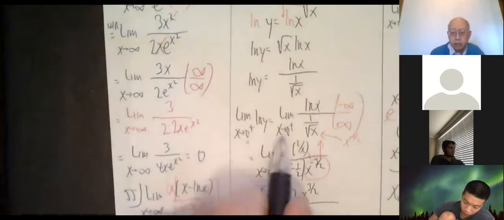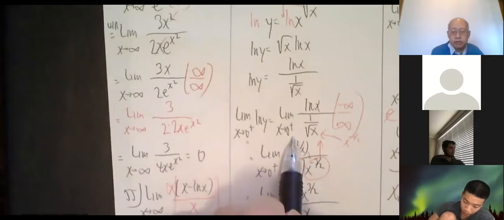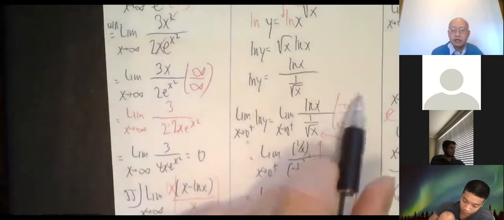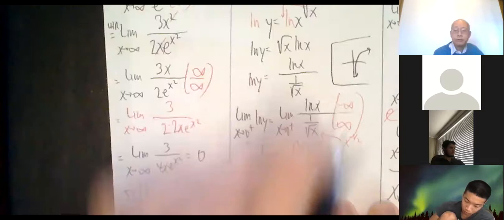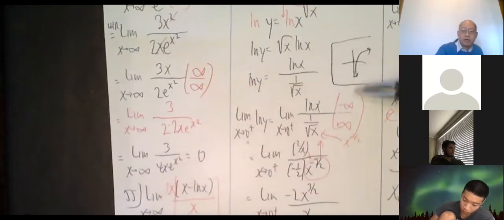Okay. So this is going to be infinity over infinity. When x approaches 0 from the right, you plug in 0.01, 0.001, 0.0001. The natural log drops to negative infinity. You might recall from the graph of natural log, it looks something like this. So when x approaches 0 coming from the right side, y drops to negative infinity.